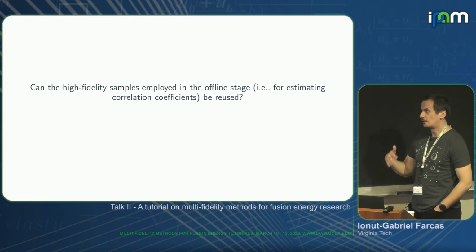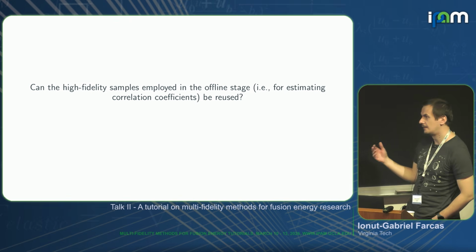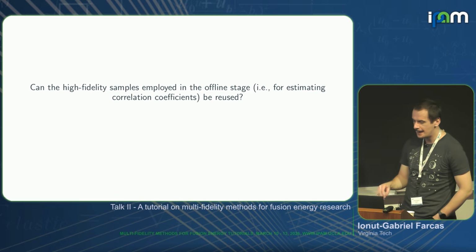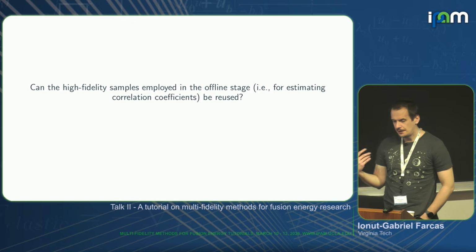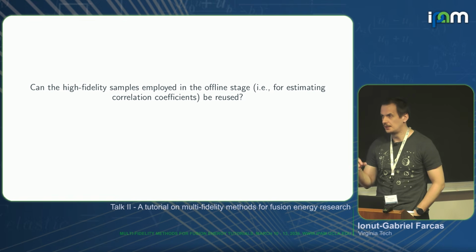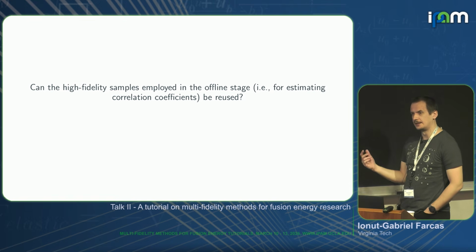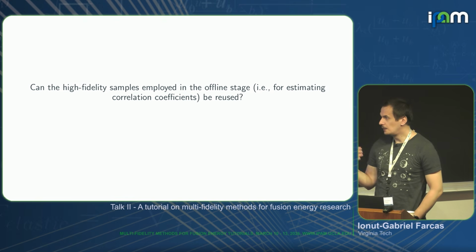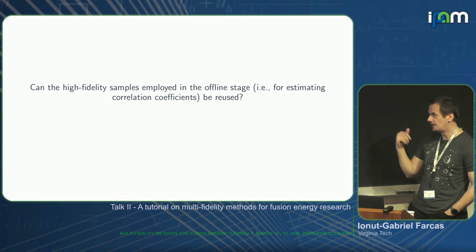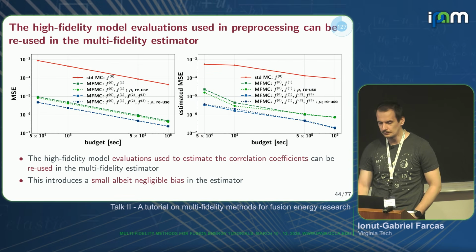Then the question becomes, do we just throw those samples away because in very complex applications we cannot afford to do too many of these in the first place? So then we wanted to see, at least empirically, what happens if we are reusing these samples that we use to compute the correlation coefficients in the multi-fidelity algorithm itself. So theoretically, we know that this will introduce a bias in the algorithm, but we wanted to see specifically in this application how much that bias will play a role.